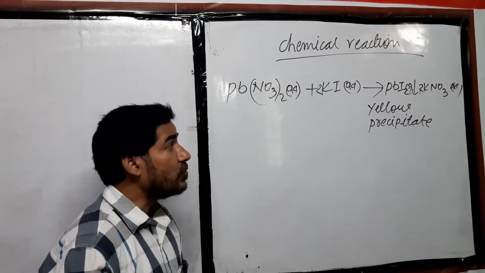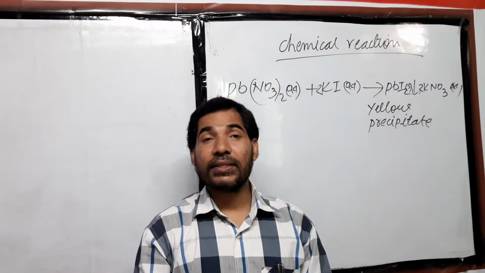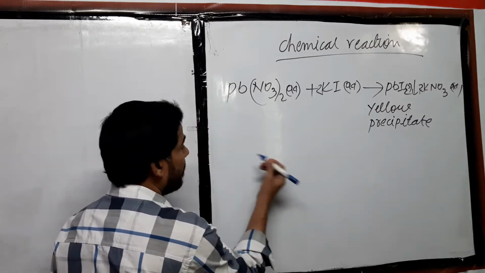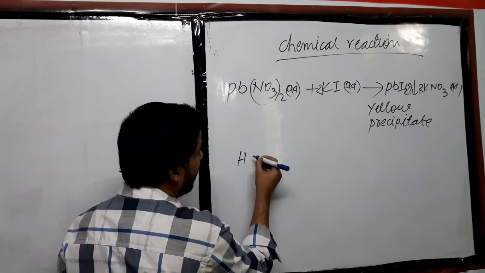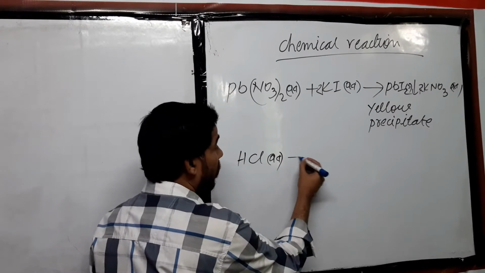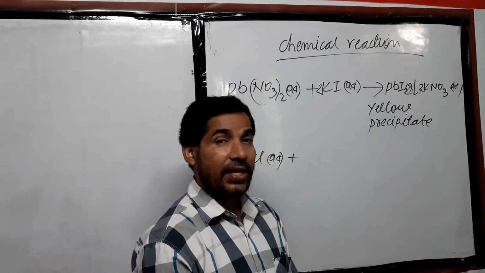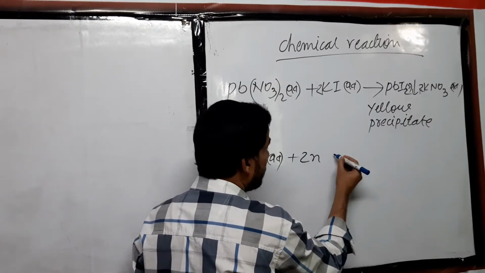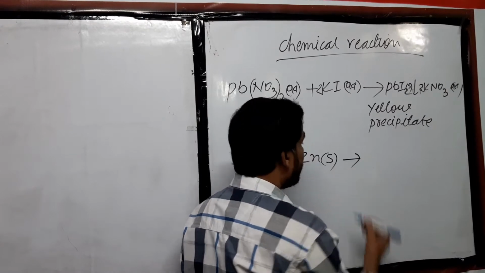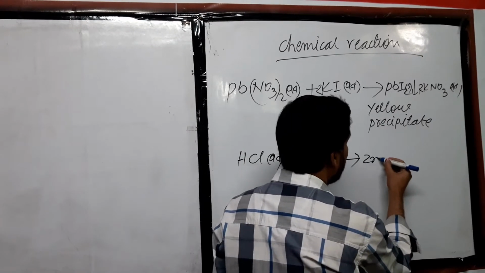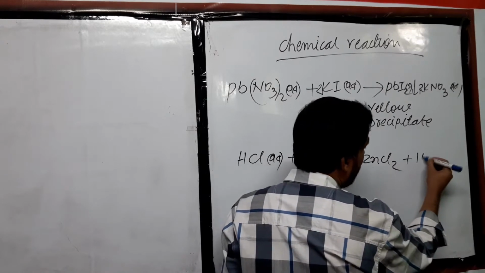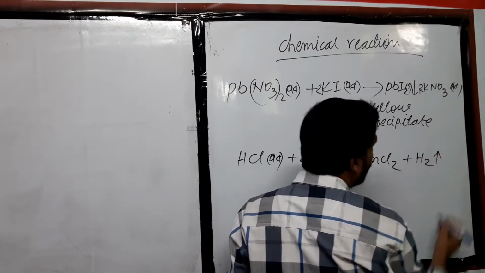Second, by using a chemical equation, we can find the evolution of gas. For this, I am going to give you an example. Suppose you have taken hydrochloric acid, present in the form of aqueous solution. When you put some zinc granules in it, zinc being solid, and they react, then zinc chloride ZnCl2 is formed, and with it evolution of hydrogen gas also takes place.